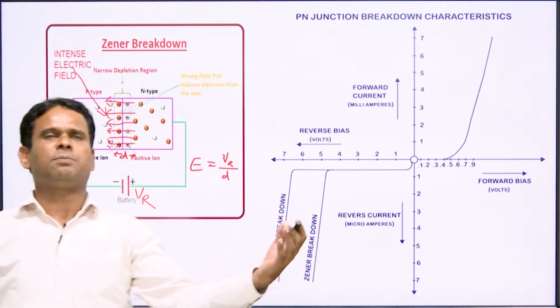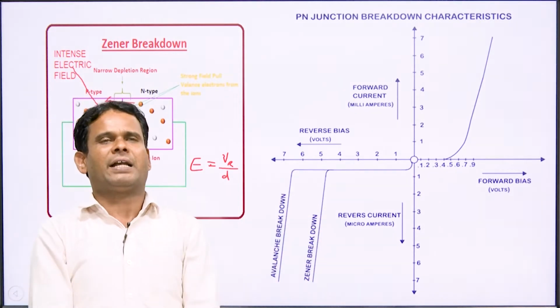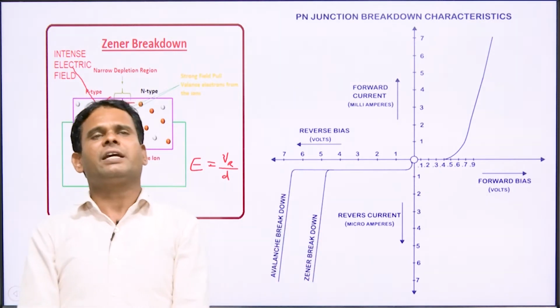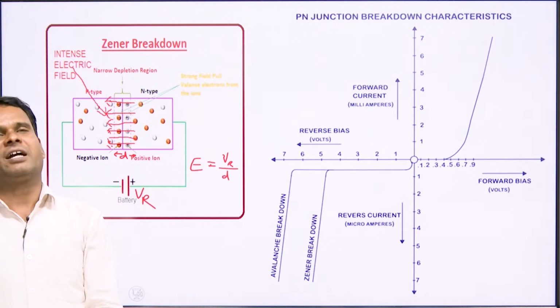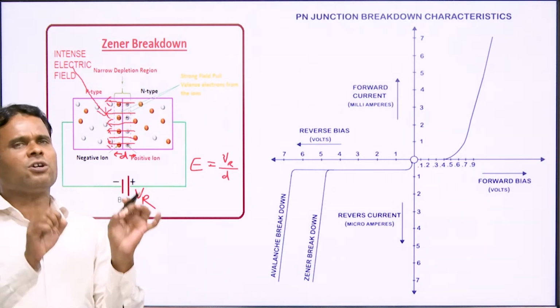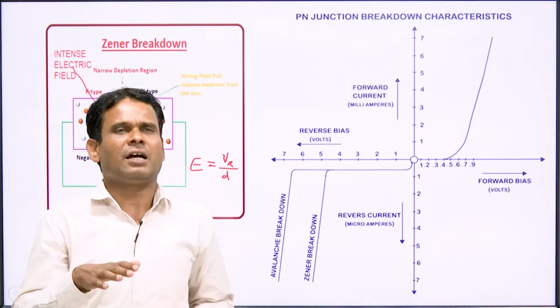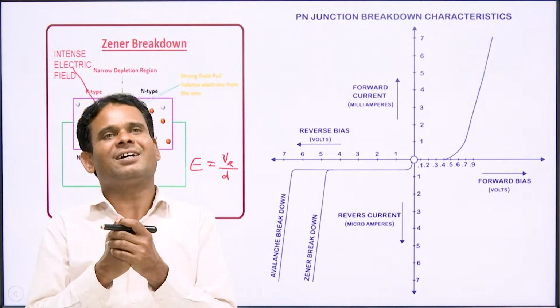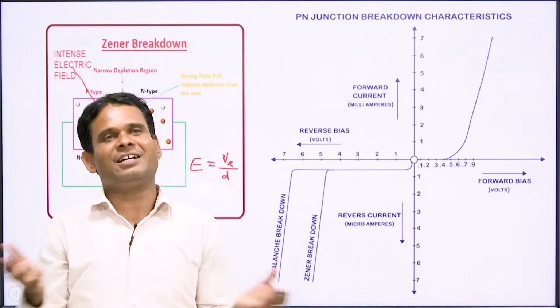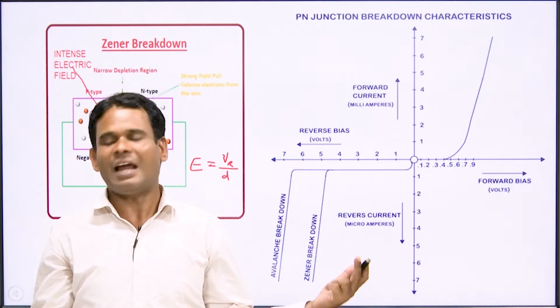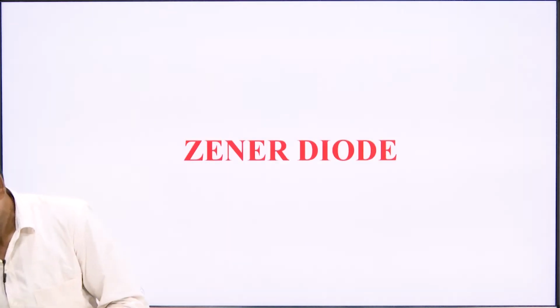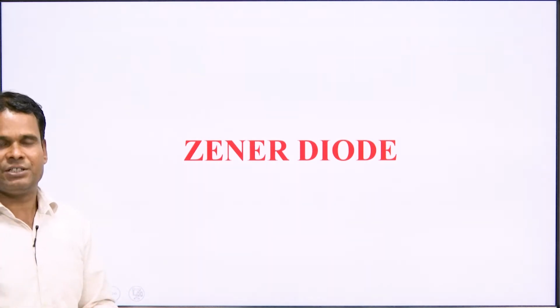Especially in the case of a Zener diode, the breakdown mechanism is generally the Zener breakdown. This is the root cause that after breakdown, the voltage across the Zener diode remains constant, and it is used as a voltage regulator. Now, I am going to discuss the Zener diode.